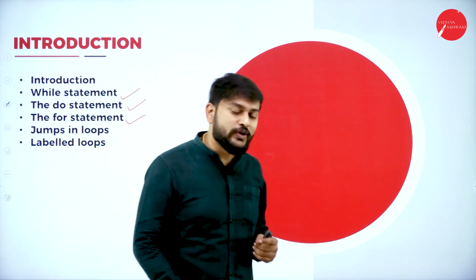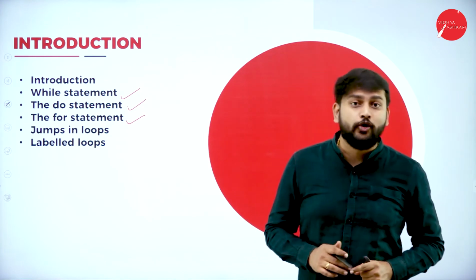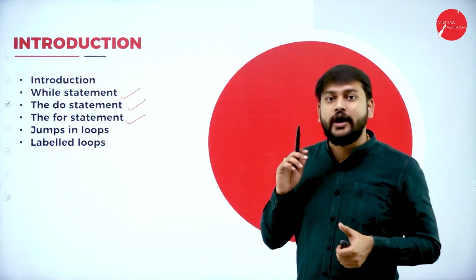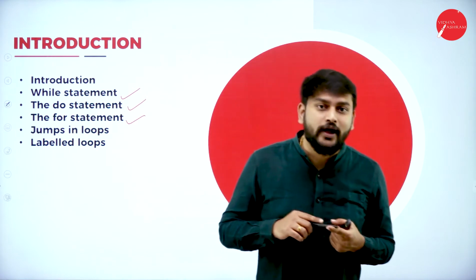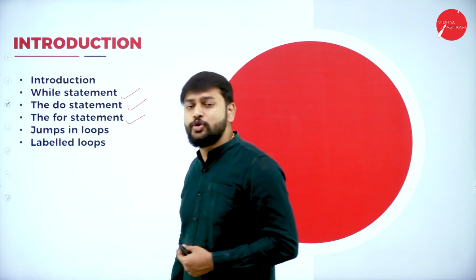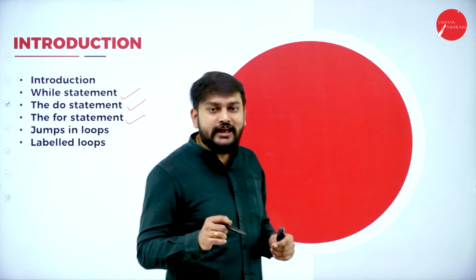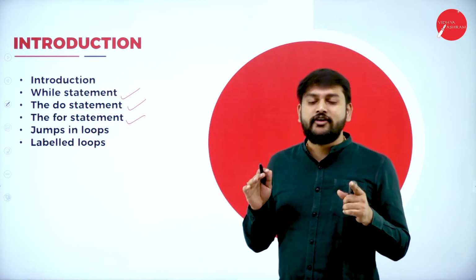How many types of loops do we have? 3 different types of loops. Number 1, please make a note of it, is the while loop. The number 2 is do while, and the last one is the for loop. I will be discussing these in detail one by one with all of you.